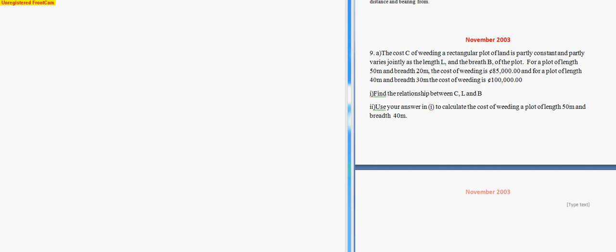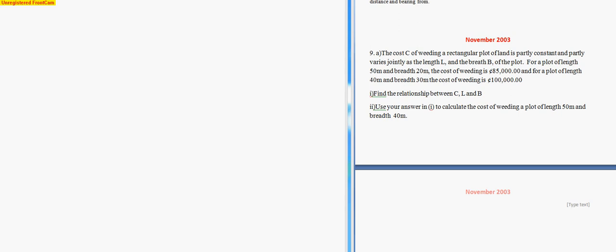Let's look at November 2003 question 9a. This is also variation. We just have to find a way to solve this problem. So 9, the cost C of weeding a rectangular plot of land is partly constant and partly varies jointly as the length L and the breadth.